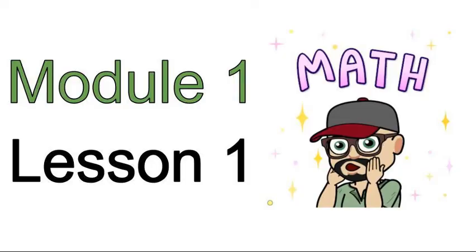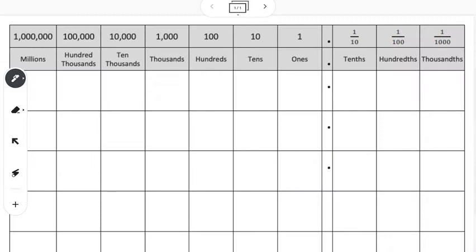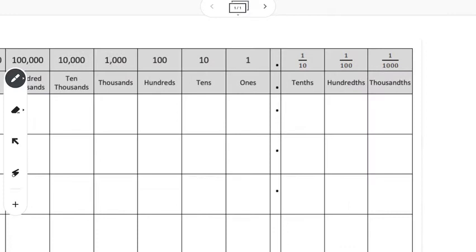Today we're going to go over Module 1, Lesson 1, and the main concept today is using a place value chart to multiply and divide numbers by 10, 100, or 1,000. So what they really want us to think about is multiplying the number. If I was to put the number 4 here in the ones place, because that's where we're going to multiply, and we're going to do 4 times 10, what they want us to do is think about if we were using place value disks.